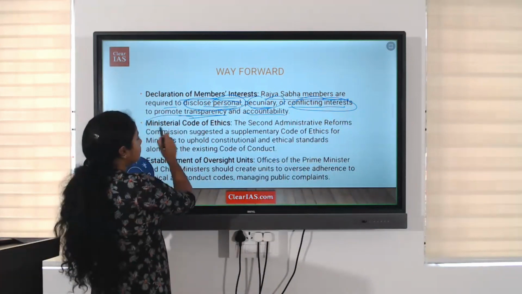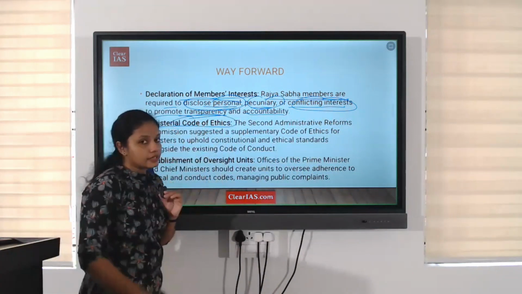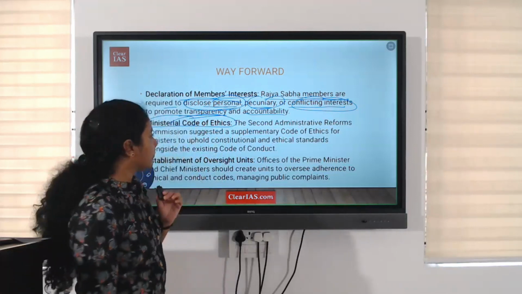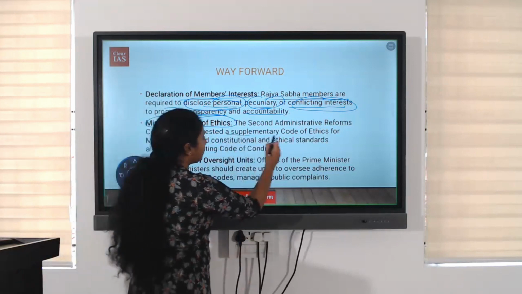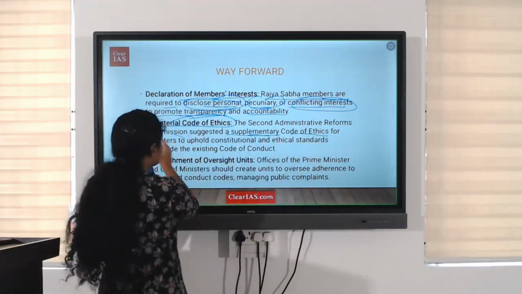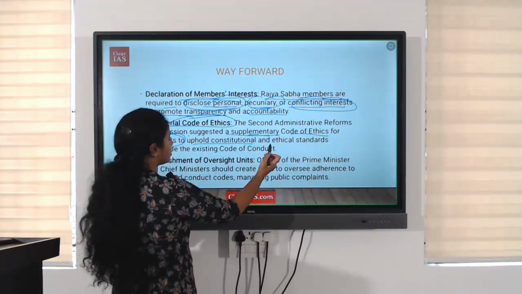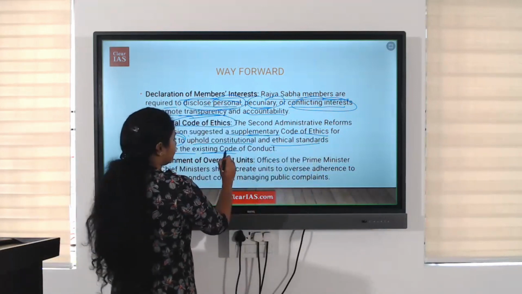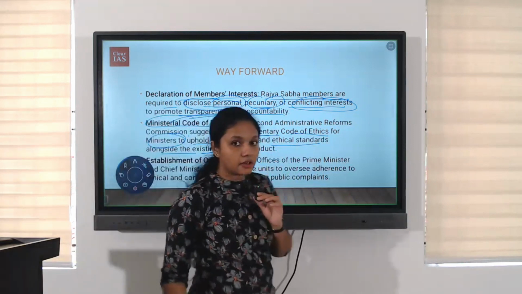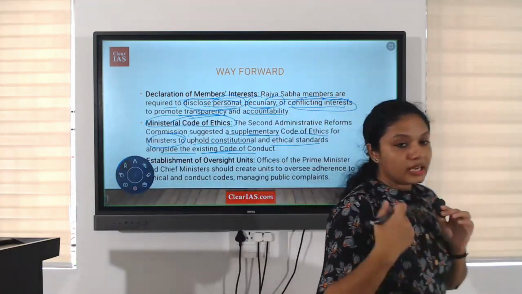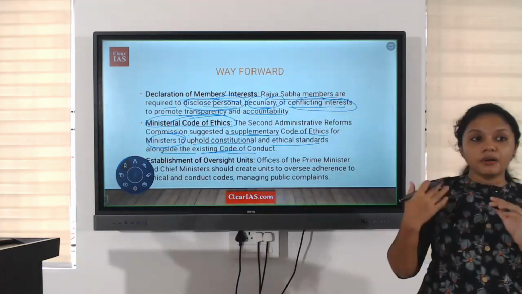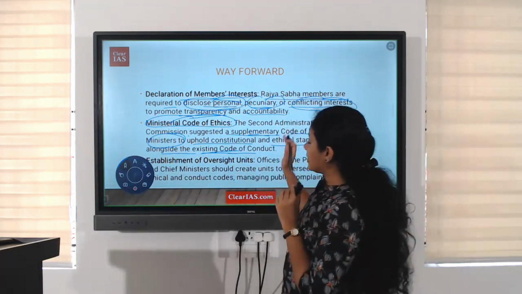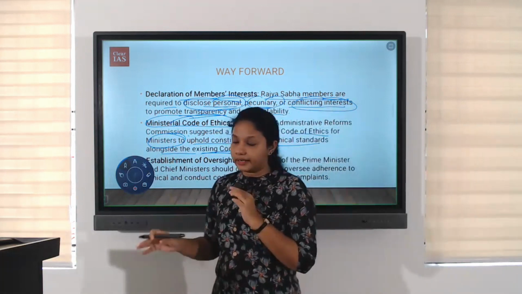Next one is Ministerial Code of Ethics. This was a recommendation by the Second Administrative Reforms Commission, the second ARC. It suggests a supplementary code of ethics for ministers to uphold constitutional and ethical standards alongside the existing code of conduct. There is a code of conduct, but there needs to be a supplementary code of conduct for ministers as well. Okay, that is a recommendation by second ARC.